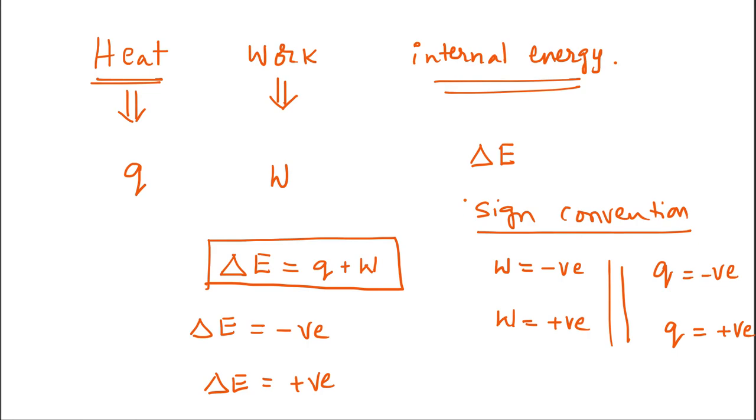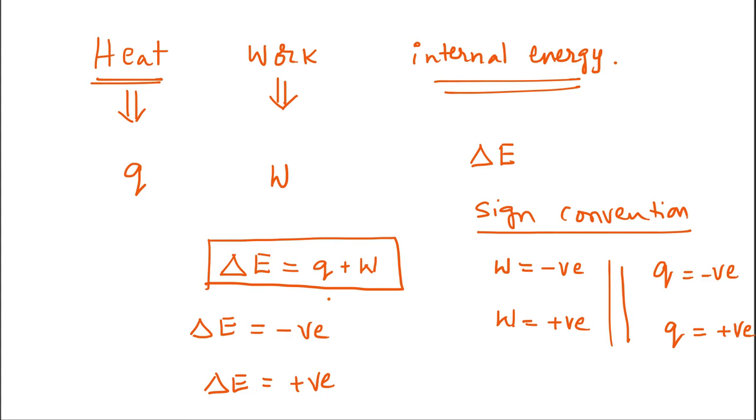Here the delta E sign depends on which is greater in magnitude. If the loss is greater than the gain in the form of work, then that is going to be a negative sign. If the gain is more than the loss, then that is going to be a positive sign. So it all depends on how much heat and work is flowing in or out of the system, and that decides the sign of delta E.